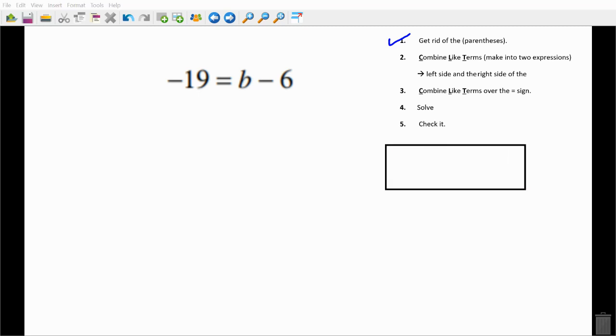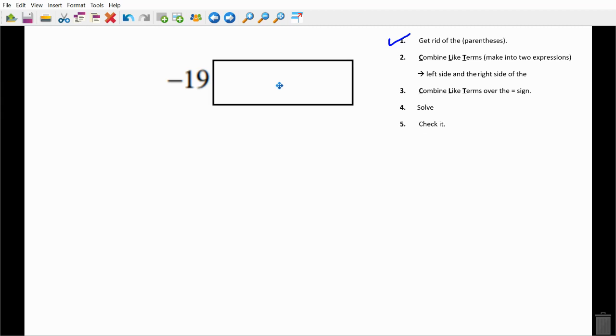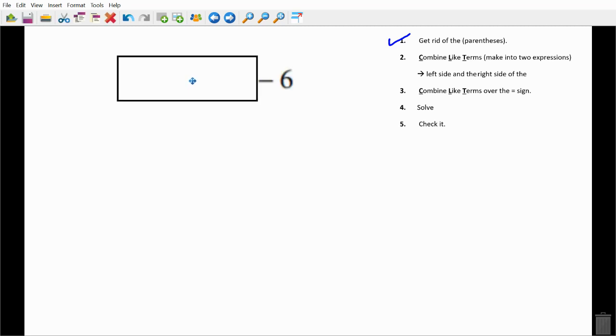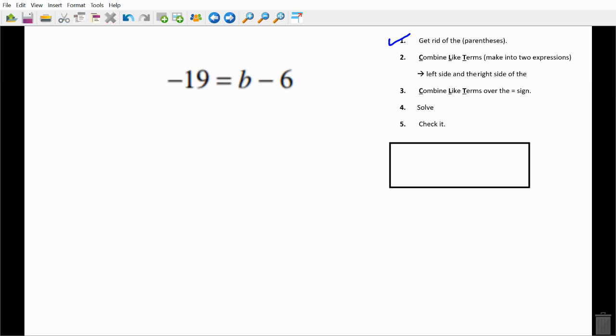Combine like terms. What is on the left side of the equal sign? Just one constant, so that can't combine with anything because there's only one pile over there. On the right side, we have b minus 6. Why can't we combine b with negative 6? One's a variable, one's a constant. Perfect. So ready? We can't even do step 2 because it's already done.